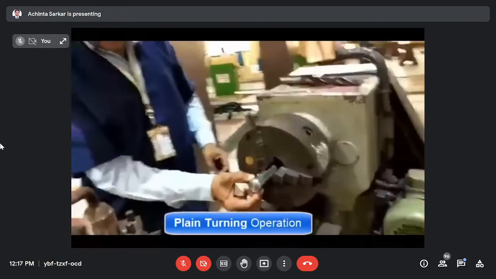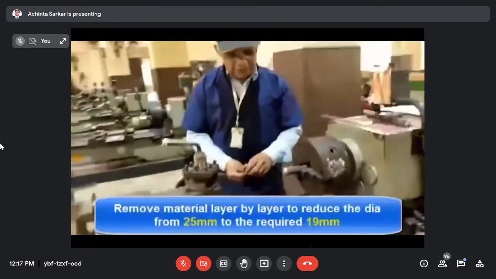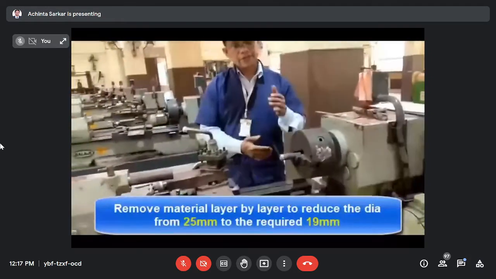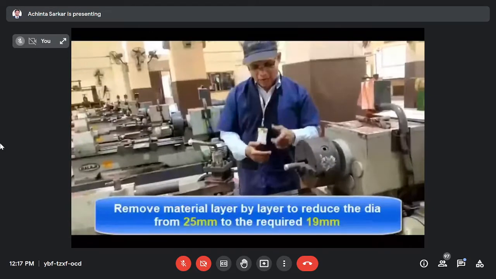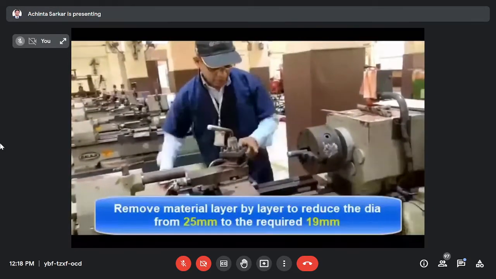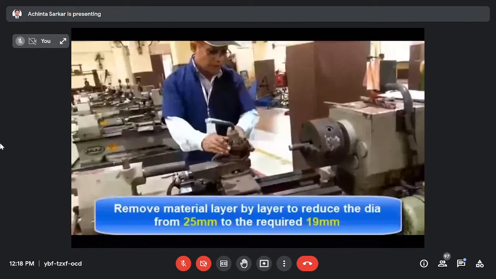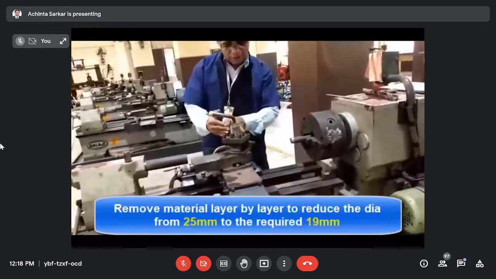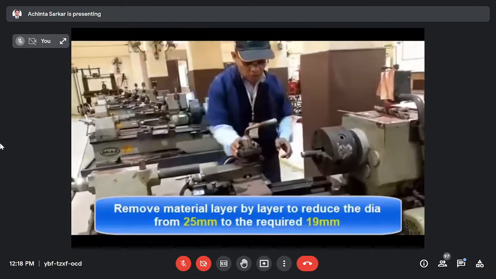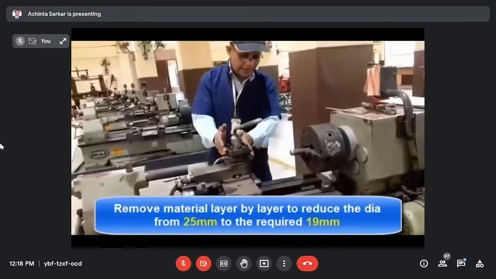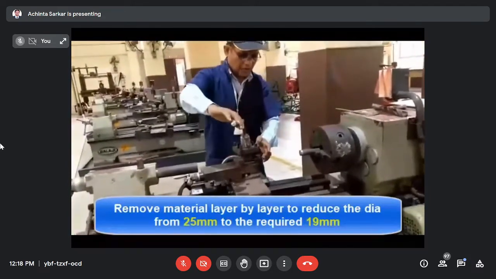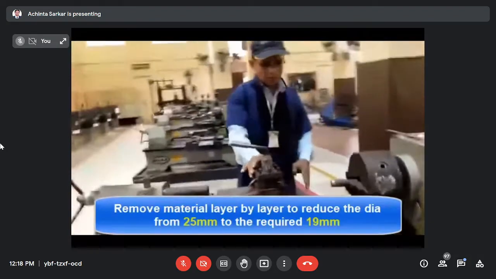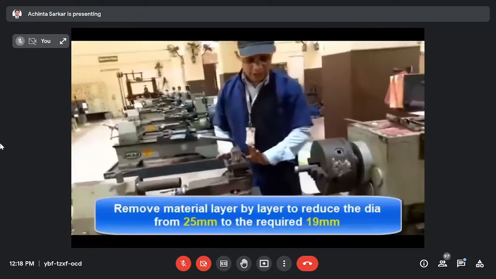So here the diameter is now 25 mm, so you have to cut layer by layer, applying a number of cuts. Before, in this position of the tool post, we completed the facing operation. Now you have to change the angle of the tool post so that the cutting tool is at a 90-degree position to the axis of the workpiece. Now it is set, and we have to fix the tool post lock. The machine setup is over.